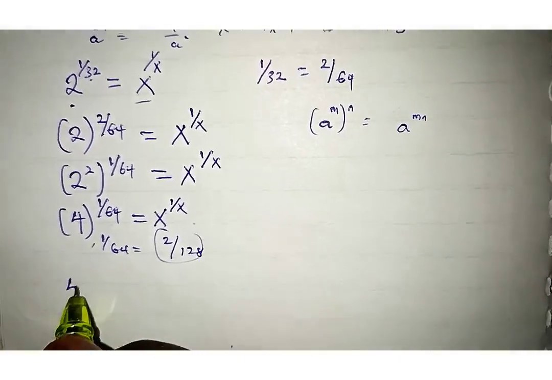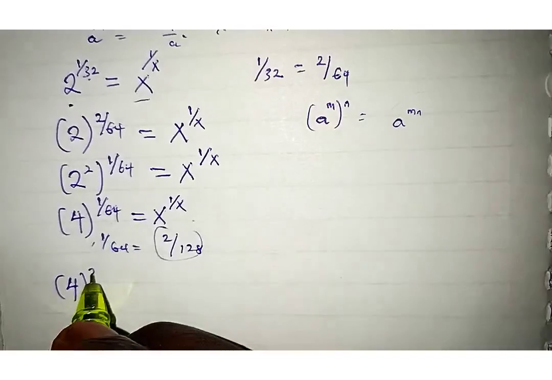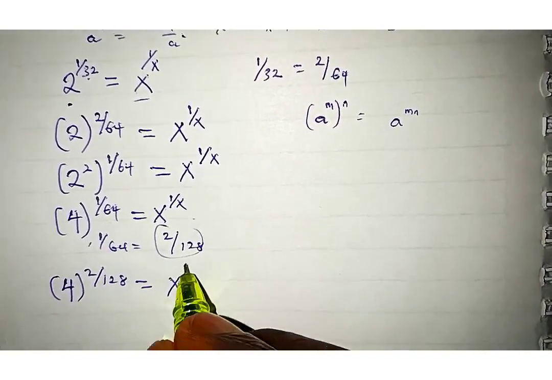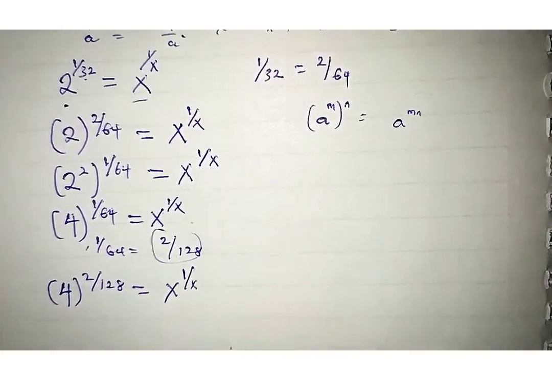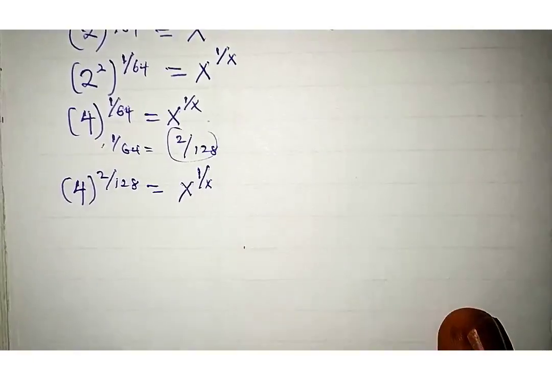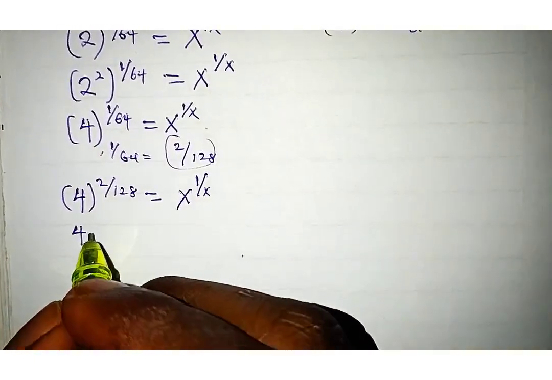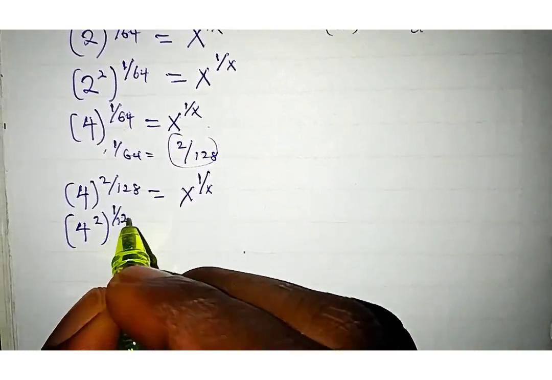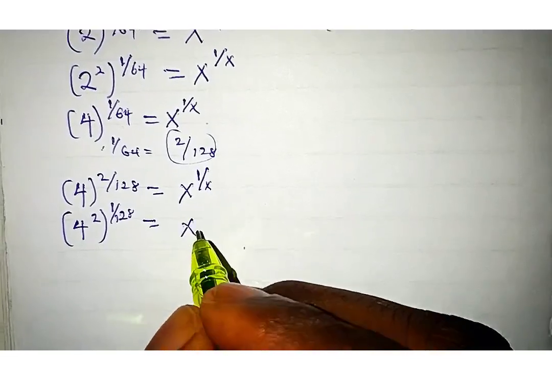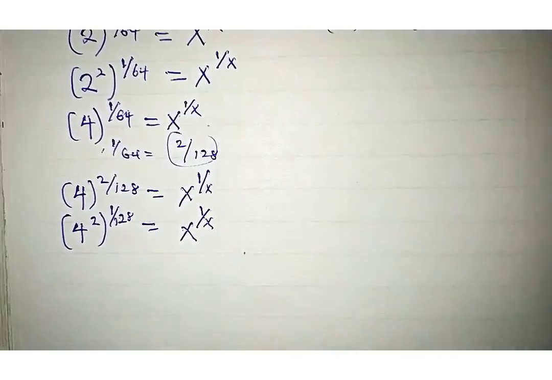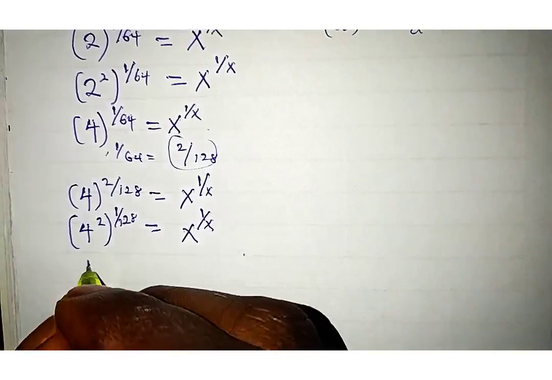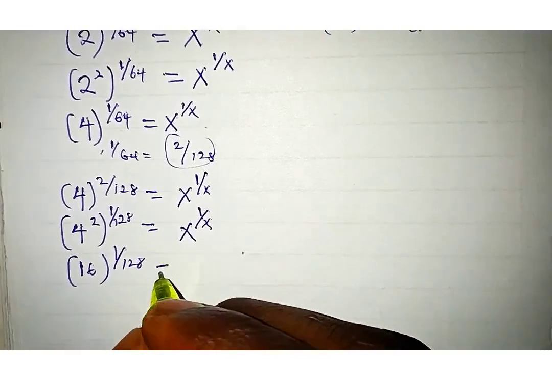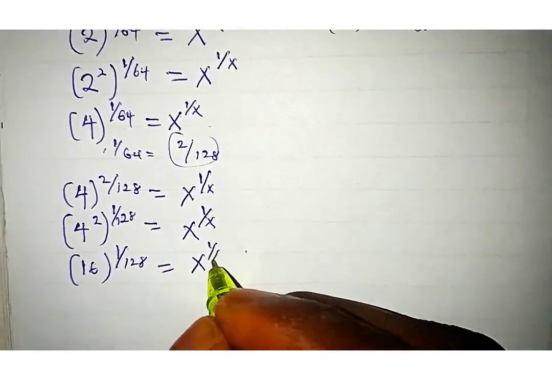So this is going to be 4 raised to the power of 2 all over 128. This is equal to x raised to the power of 1 all over x. Now, like we did the other time, this is going to be the same thing as 4 squared to the power of 1 all over 128, and this is equal to x to the power of 1 over x. Now, 4 squared is what? 16 to the power of 1 all over 128. And this is the same thing as x to the power of 1 all over x.